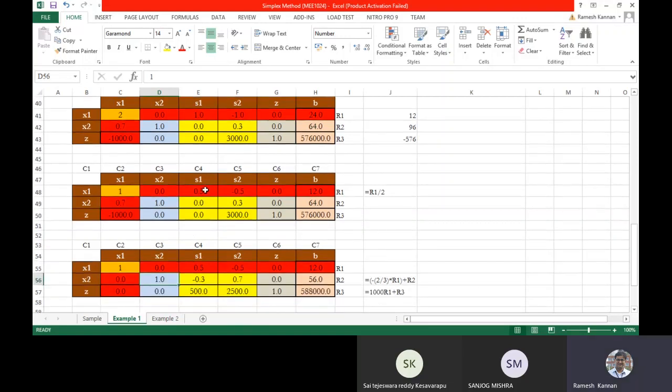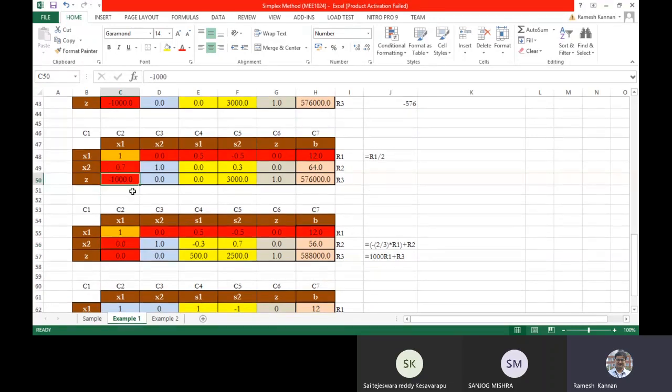Minus 2 by 3 into 0.5 plus 0 is minus 0.3. Minus 2 by 3 into minus 0.5 plus 0.3 is 0.7. Minus 2 by 3 into 0 plus 0 is 0. Minus 2 by 3 into 12 plus 64 is 56. So that is how you make this particular cell 0 and you make up the table.